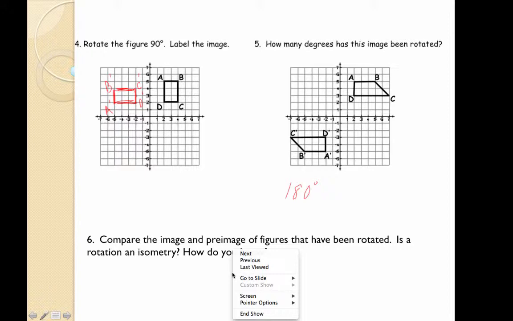So if we compare, and you don't even have to really compare that hard, but if we compare the image and pre-image, we want to decide if it's an isometry, and remember, isometry just means that it's the same size. So if I put a pin in the middle of something and I spin it around, I'm not going to change the size of it, as long as it stays on the same sheet of paper, which it is. So it's still an isometry. So now we have translations, reflections, and rotations, and all of those are isometry, which is also known as a rigid transformation.